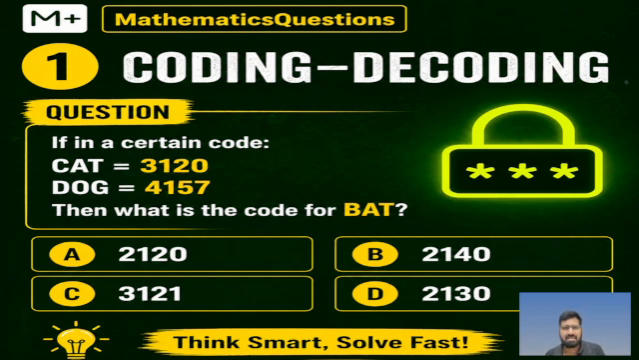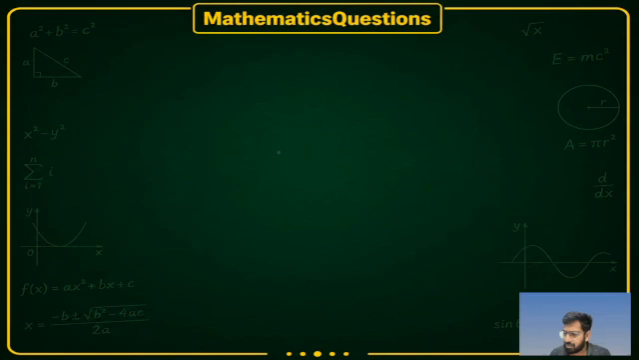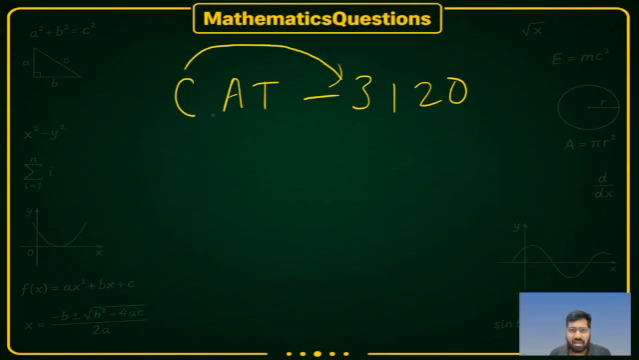Here CAT is given as 3120. So just write it as CAT is given as 3120. So C here belongs to 3, A belongs to 1 and T belongs to 20. So seeing this, the pattern comes out: C is 3, A is 1 and T is 20.